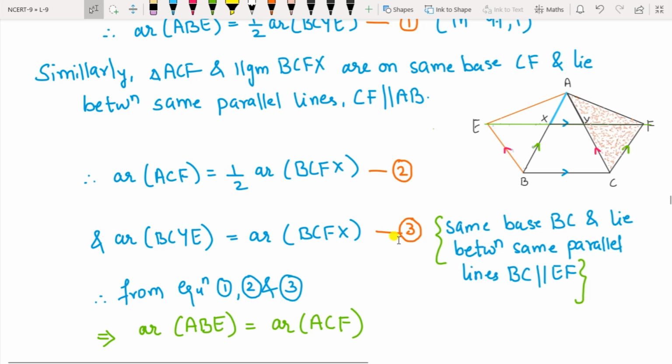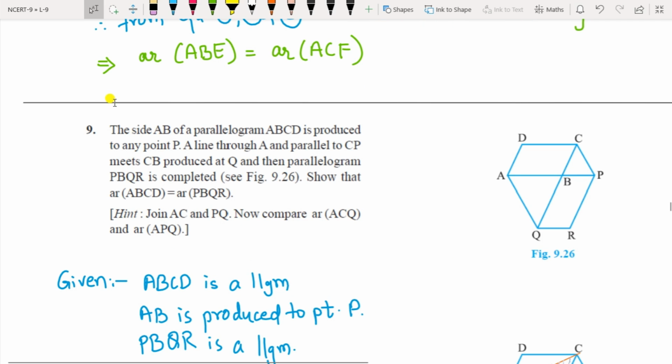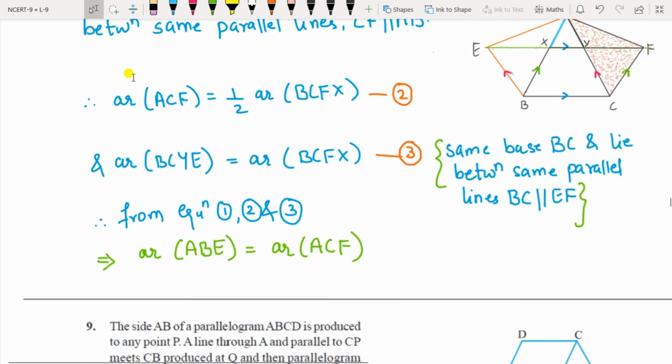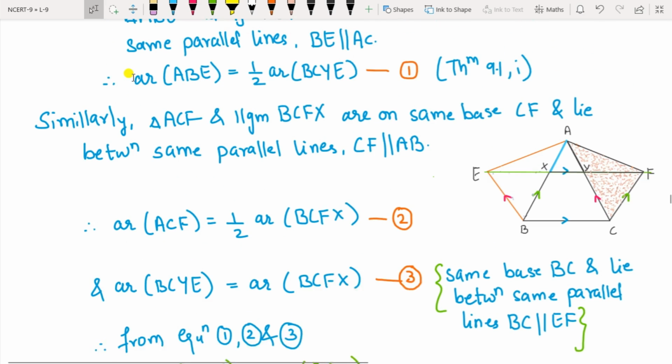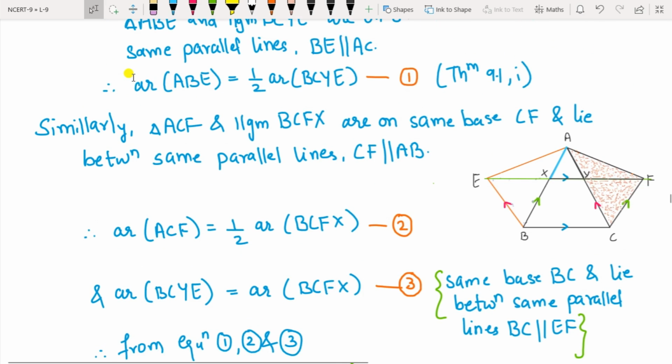Therefore from 1, 2 and 3 we can say that here area of this ABE is equal to ACF. So area of AEB or ABE is equal to ACF, and that was the required expression to be proved. Now since it is a very lengthy exercise, so in this video I will be explaining up to question 8 itself. So from question 9 to 16 we will see in another video.